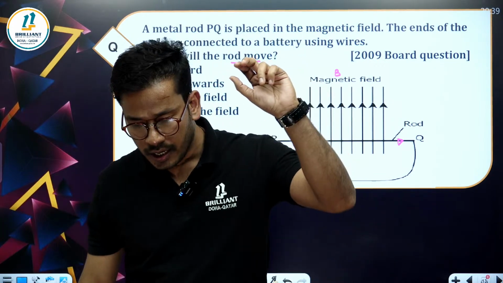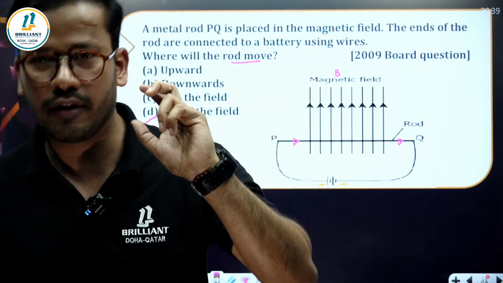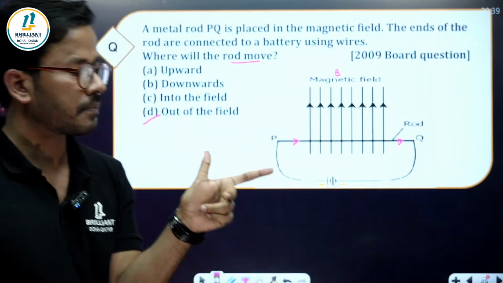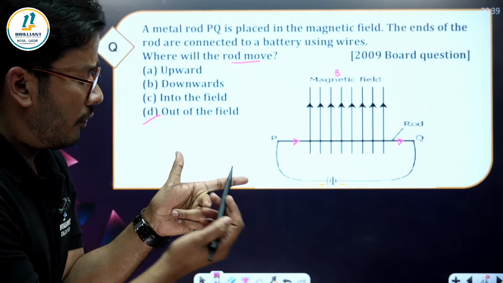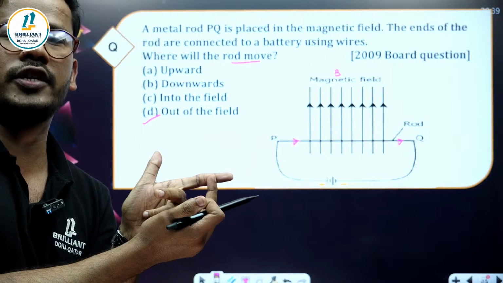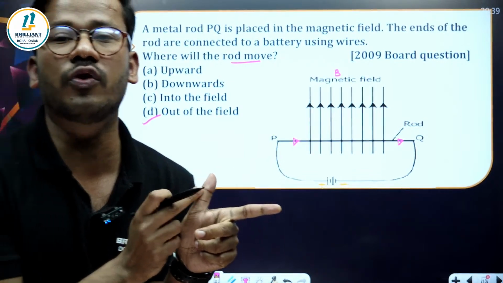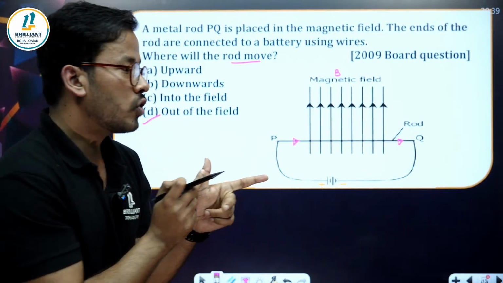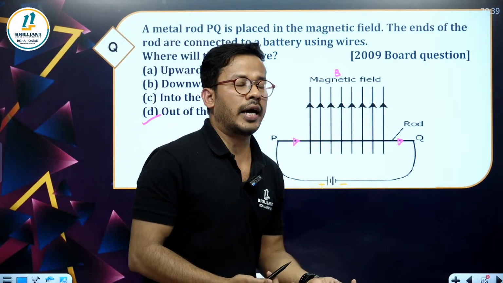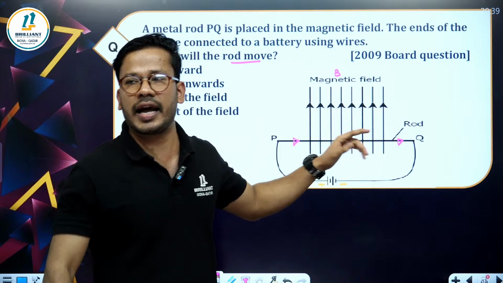If you remember Fleming's left-hand rule, stretch your fingers in such a way that if the middle finger shows the direction of current, the first finger shows the direction of field, then the thumb shows the direction of force. You remember, right? So I need to figure out the direction of force. To figure out the direction of force, just align the fingers accordingly.